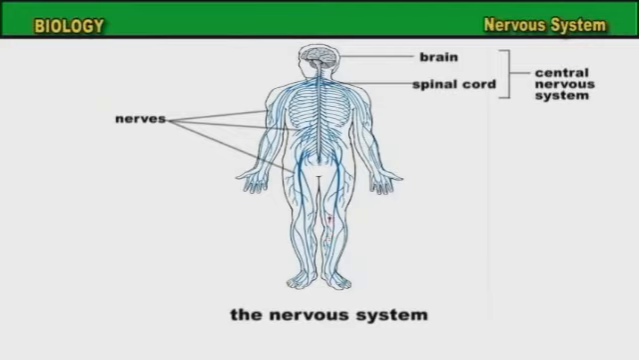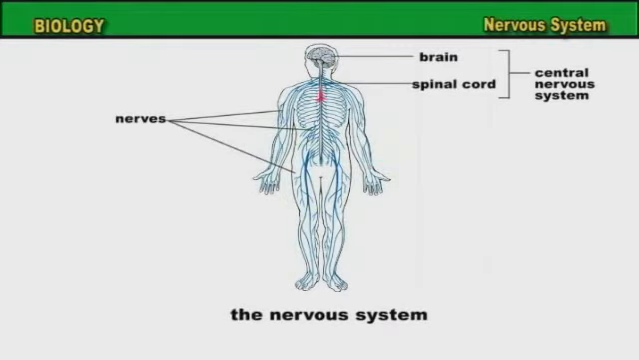When the receptors are stimulated by a stimulus, an electrical impulse is generated. This electrical impulse or sensation travels from the receptor to the brain. The brain interprets the signal and then sends a message to the effectors to bring about an appropriate response.